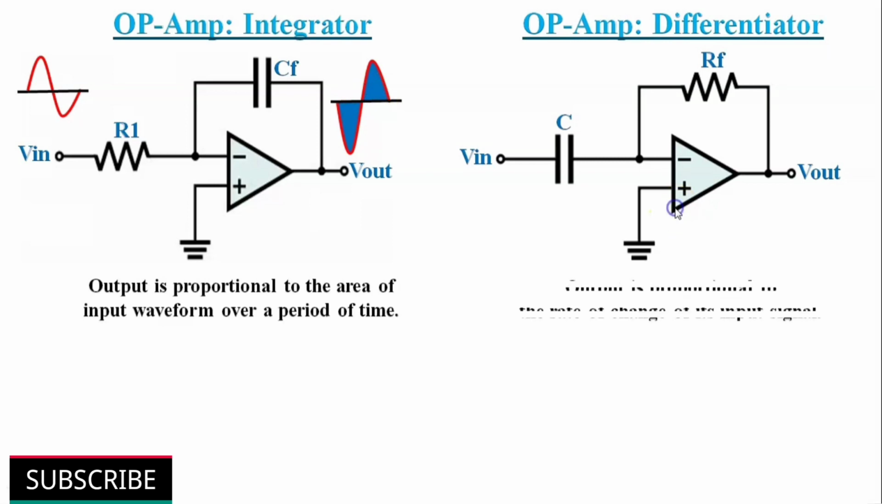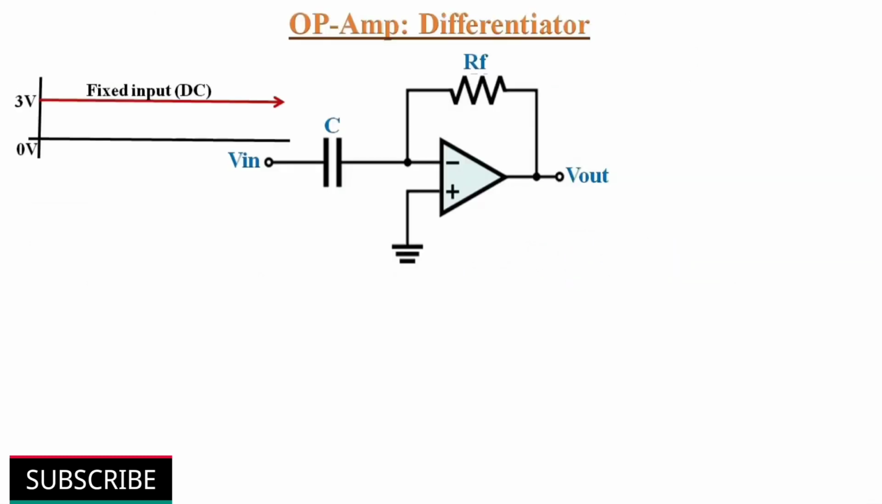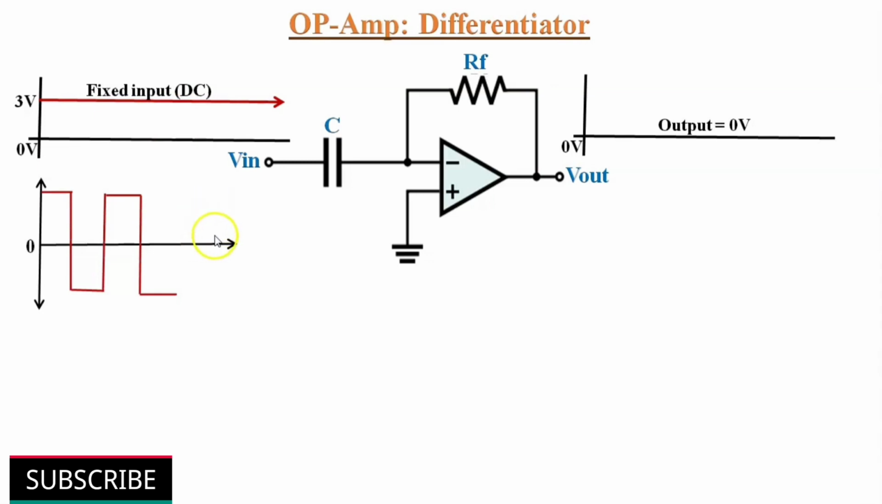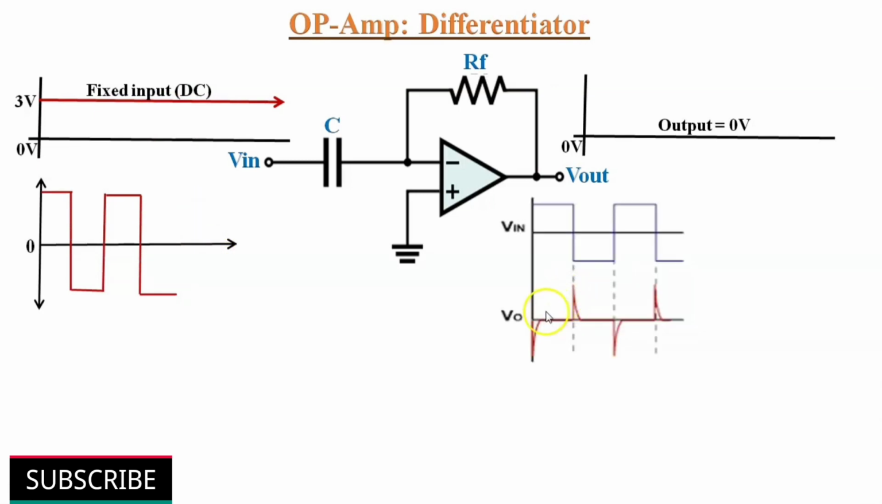A differentiator circuit produces an output voltage that is proportional to the rate of change of input signal. Note that these two operations are opposite. Suppose if we apply a fixed input signal or DC signal to the differentiator circuit, then the output will be equal to 0 volt because the input signal is not at all changing with the time. If the input of the differentiator is a square wave, the output of the differentiator circuit has positive and negative spikes where the input waveform transitions are happening.